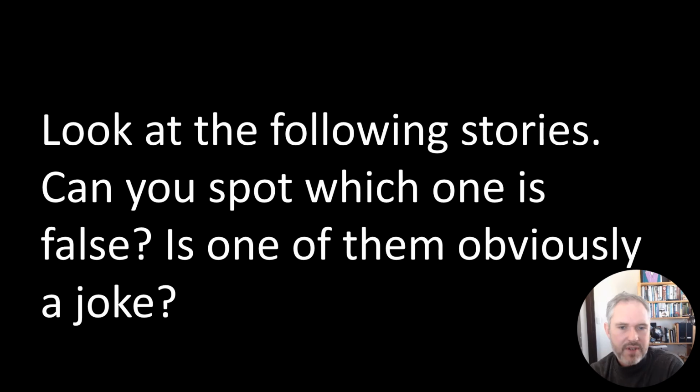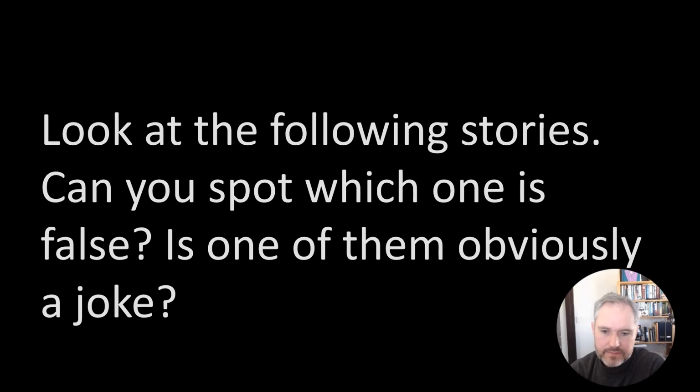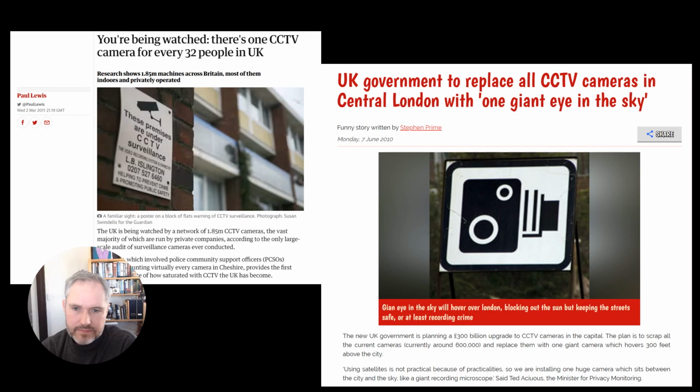Okay, so here's a bit of a quick exercise for you. I'm going to show you two pictures, and I want you to tell me which one is the fake story and which one is the joke story. The first one: the UK government to replace all CCTV cameras in central London with one giant eye in the sky. Second: you're being watched. There's one CCTV camera for every 32 people in the UK. Which do you think is the fake, jokey one?